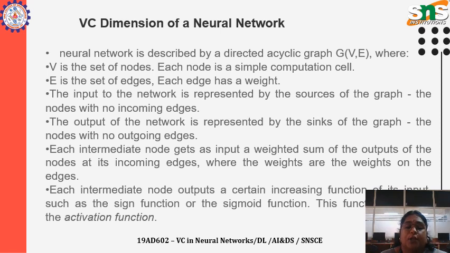Each intermediate node gets as input a weighted sum of the outputs of the nodes on its incoming edges. So the weights are associated with the edges. Each intermediate node outputs a certain function of its input, such as the sign function or the sigmoid function. This function can be calculated by using the activation function.